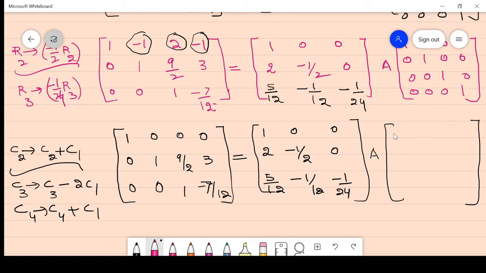First, C1 is the same, which is 1 0 0 0, and second is 1 1 0 0, and that is just addition, so here I get 1. And next is minus 2, 1, so here it is minus 2 0 1 0, and third is adding C1 and C4, so 1 0 0 1.